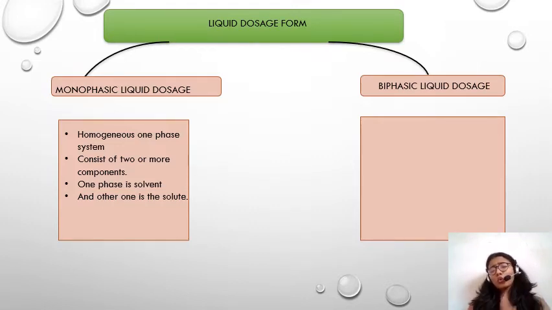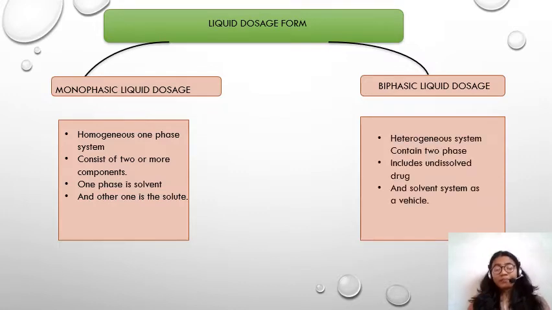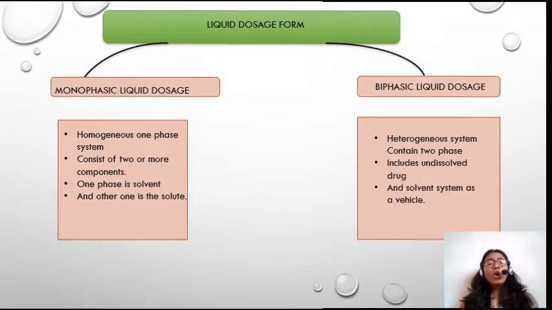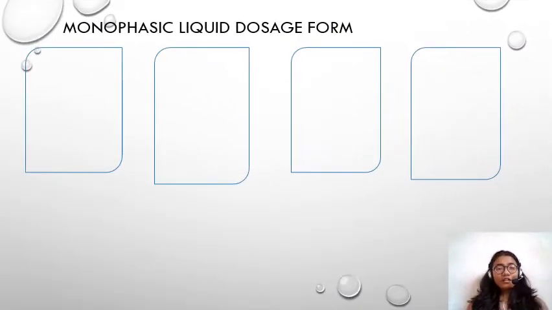It can consist of two or more substances. One phase is always a solvent and another is always a solute, and in this way homogeneous liquid dosage form is prepared. Next is biphasic liquid dosage form. In this you can clearly see two different phases of the liquid and it is called heterogeneous. It also includes undissolved form of drug which can be easily seen, and another solvent system is used as a vehicle.